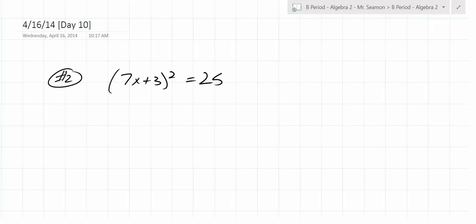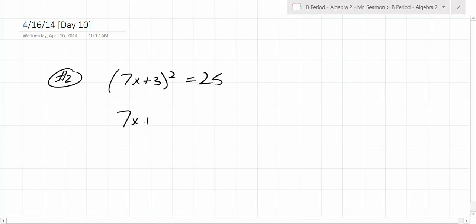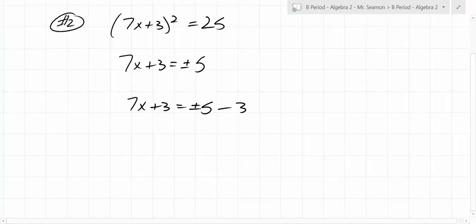First? No. Square root both sides. 7x plus 3 is equal to plus or minus what? 5. So what does that mean? It means that 7x plus 3 is equal to plus or minus 5 minus 3, right? So, oh, I got to actually take away the 3. So what does 7x equal?